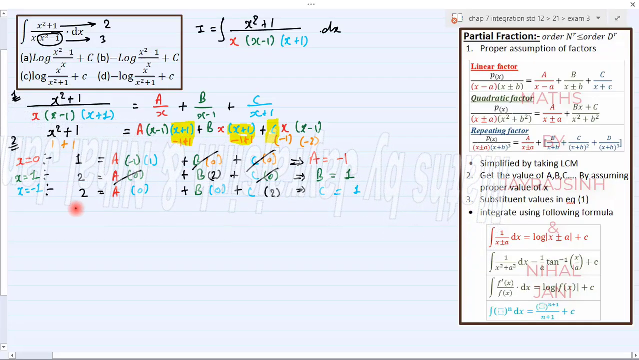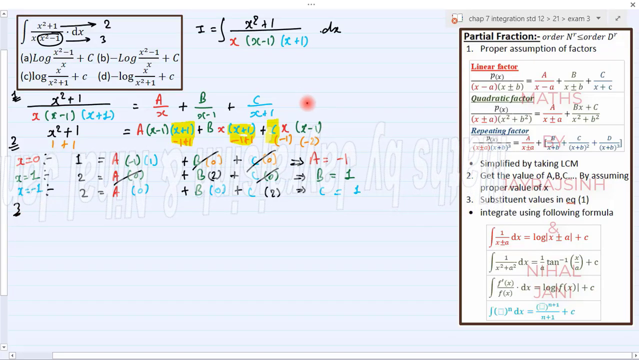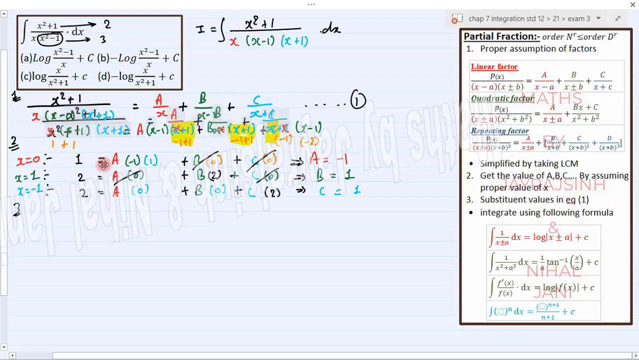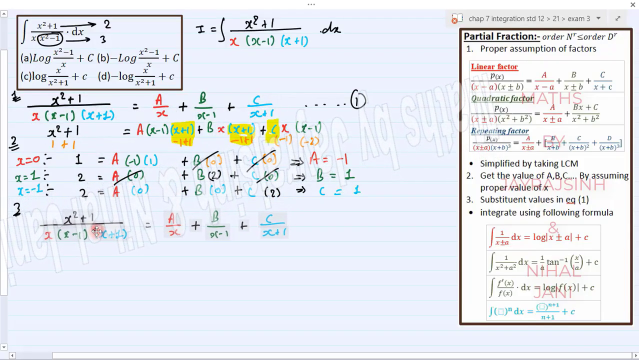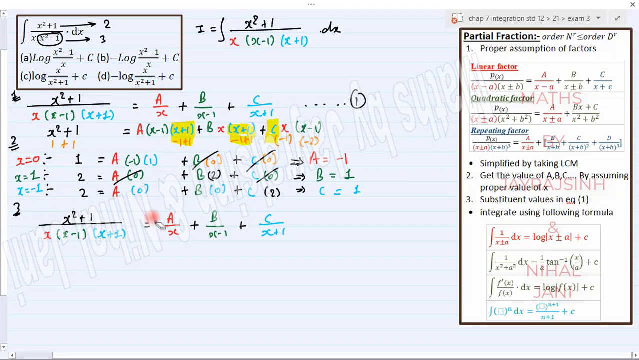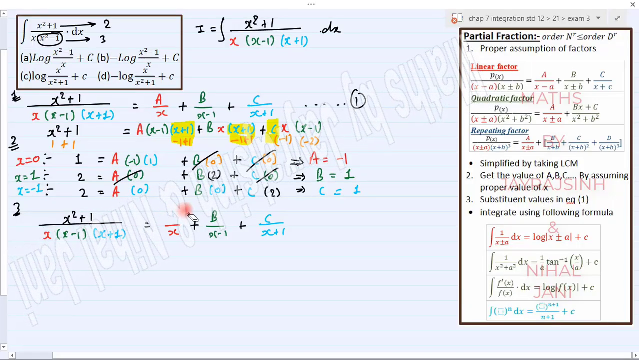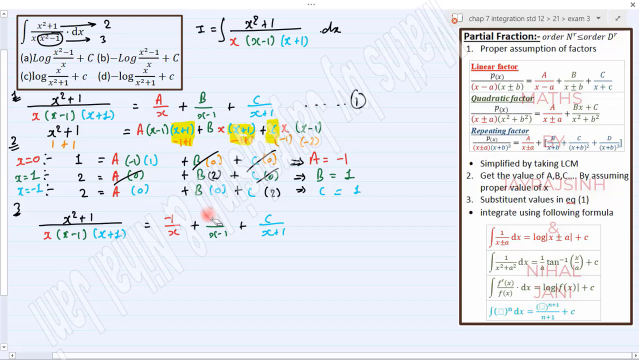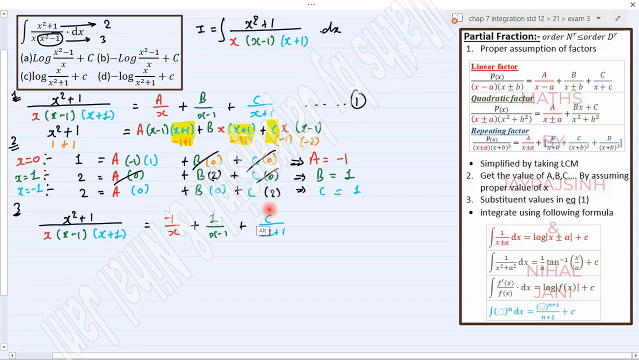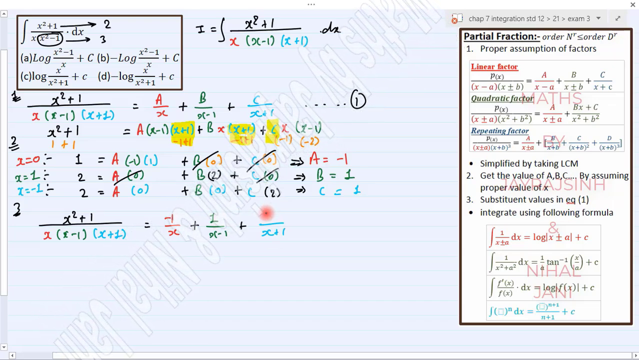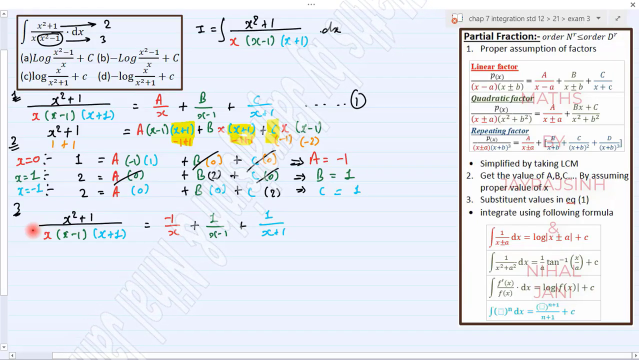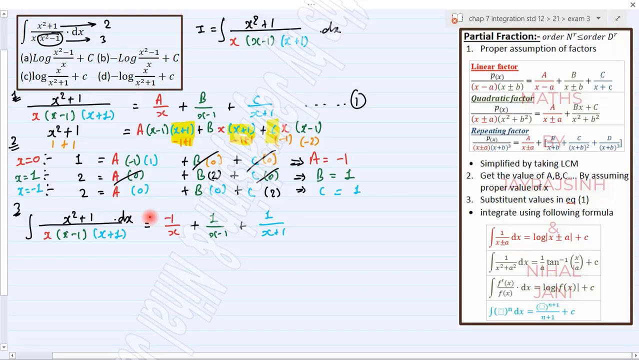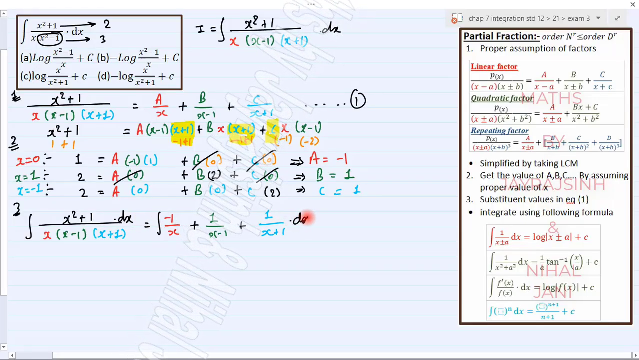Now in the third step, we just have to use our equation number 1. So let's get our equation number 1. Now before we go for integration, we have to substitute the values of A, B and C. Your A is minus 1, your B is 1, and the value of C is also 1. To get the integration, we just have to integrate both the sides with respect to x.